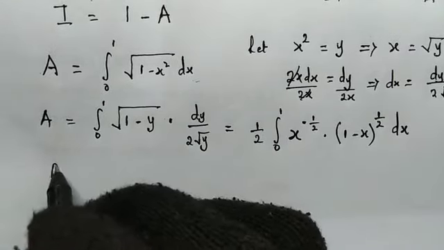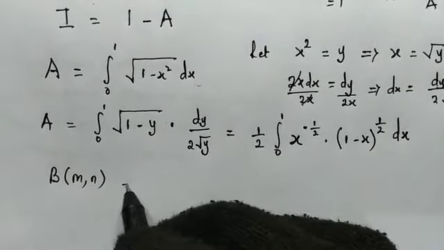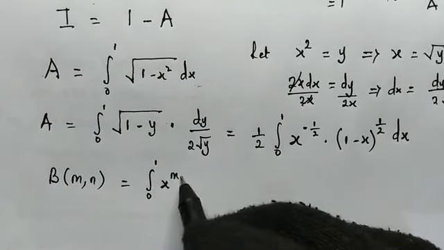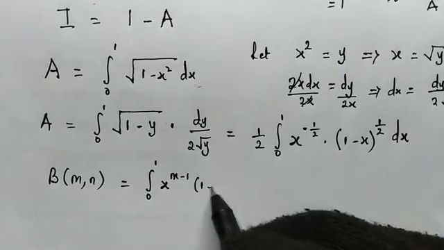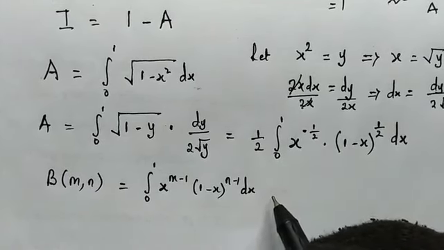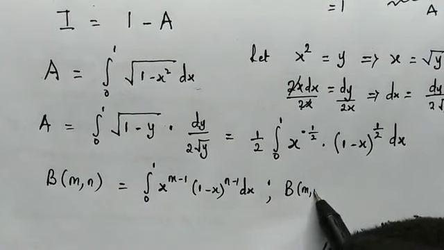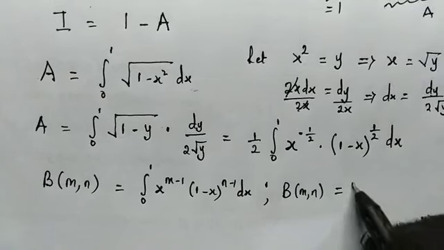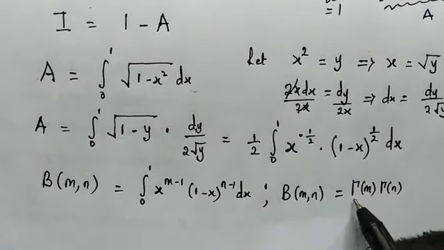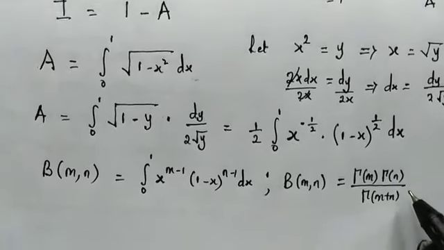Okay, now let us recall this famous beta function, right? So we know the beta of m, n is equal to the integral from 0 to 1 of x to the power of m minus 1 multiplied by 1 minus x to the power of n minus 1 dx. And again, we have the relationship between the beta function and the gamma function, which is equal to the gamma of m multiplied by the gamma of n divided by the gamma of m plus n.